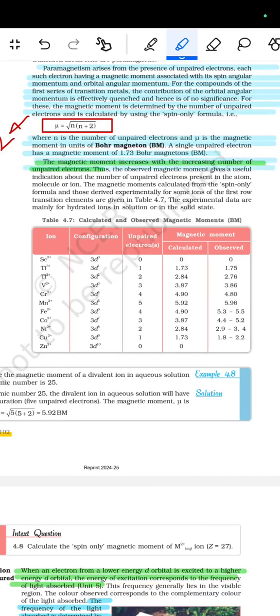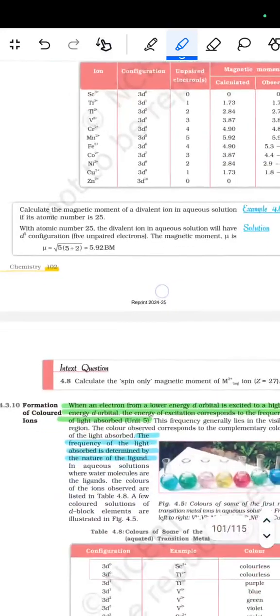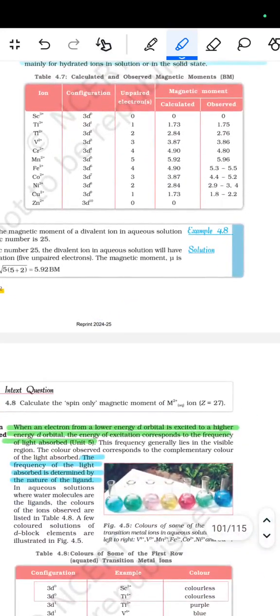The magnetic moment increases with the increasing number of unpaired electrons. Thus, the observed magnetic moment gives a useful indication about the number of unpaired electrons present in the atom, molecule, or ion. The magnetic moment calculated from the spin-only formula and those derived experimentally for some ions of the first row transition elements are given in table 7.4. The experimental data are mainly for the hydrated ions in solution or in the solid state. पर यहाँ पर कुछ डेटा दिखाया हुआ है.